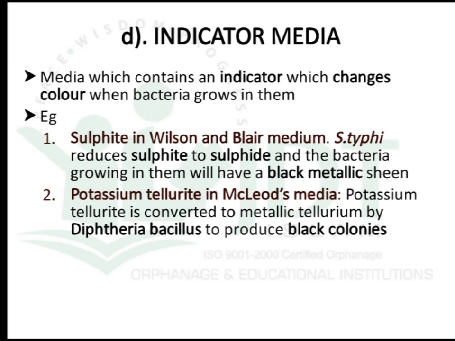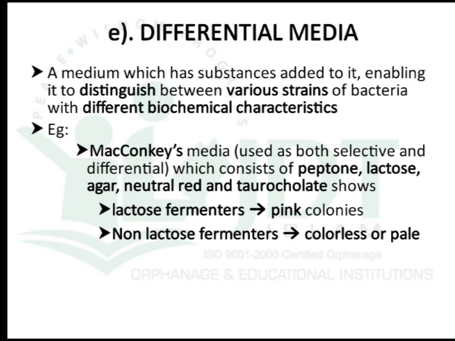So if diphtheria bacillus is there in potassium tellurite in McLeod's media, they will produce black colonies. Now coming to the next media, differential media. Differential media are used to distinguish the various strains of the same bacteria with different biochemical characteristics.